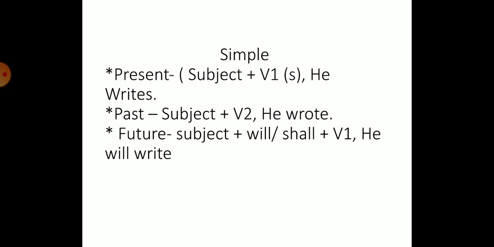Let's take a look at the next one: formation of simple past, subject plus verb's second form. Second form means past form. What is the past of write? Yes, wrote. My answer becomes wrote. Now let's see the formation of simple future. Subject plus will or shall and the verb's first form. We don't use both will and shall, but we use any one out of the two.